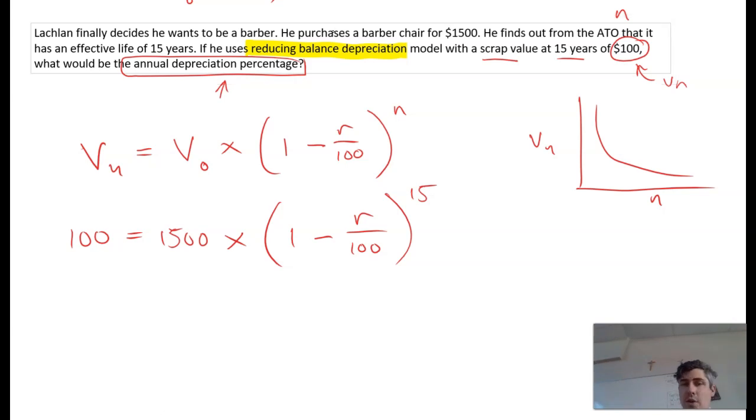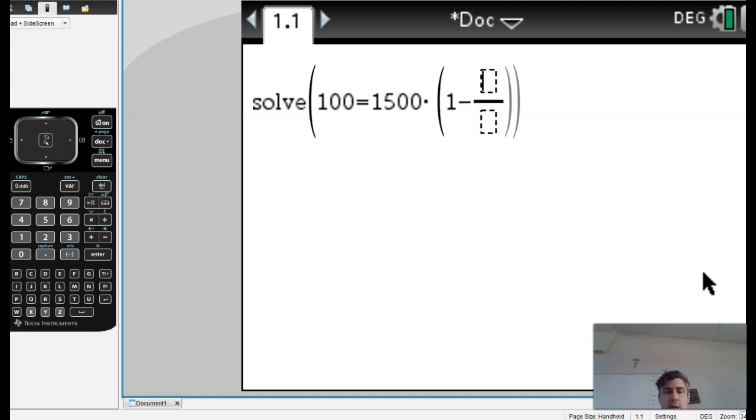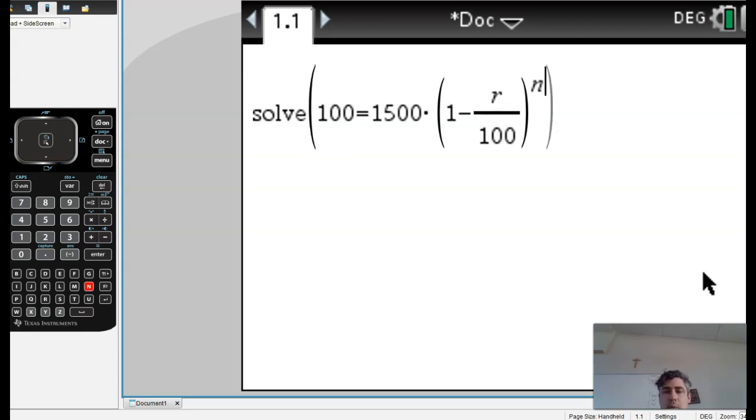Okay? If you were to solve that using your solve function, it will tell you what R is. And I can't remember what R comes out as, so let's just do it on the CAS. So we've got solve 100 equals 1500 times the multiplier of 1 minus R over 100 to the power of n. No, sorry, we know n, it's 15 years. And then that's comma R, because we want it to find R.